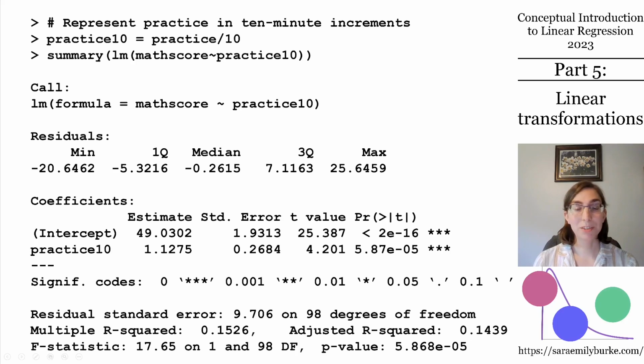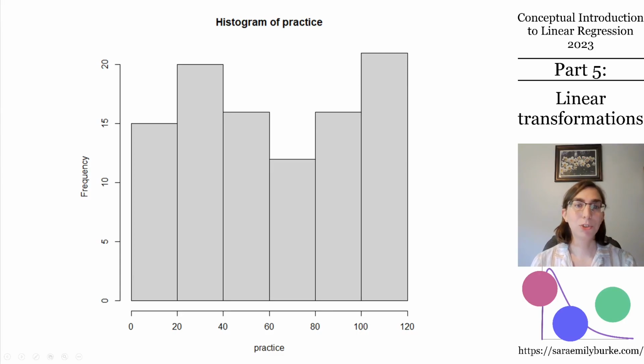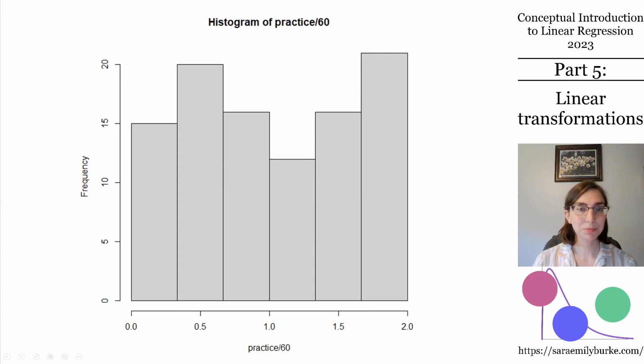What if I divide practice time by 60 instead of 10, so that its units will be hours instead of minutes? Here's a histogram of the original practice variable again. You can see the 1 hour mark there in the middle, 60 minutes. And here's that same variable divided by 60. Now the units are hours instead of minutes, but again, it's exactly the same variable. The 1 hour mark in the middle is labeled 1.0 instead of 60.